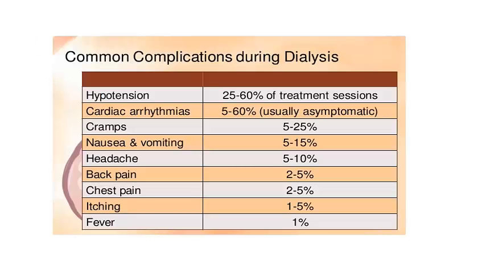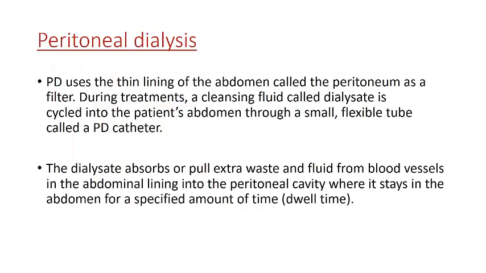Another is the peritoneal dialysis. Okay. Hemodialysis is one type of dialysis. Another type is the peritoneal dialysis. So what they do in peritoneal dialysis, they use the thin lining of the abdomen, which is called the peritoneum, as a filter. We all know our abdomen is covered by the peritoneum layer. So they use that thin lining of the abdomen. In this treatment, a cleansing fluid, which is called the dialysate, is cycled into the patient's abdomen through a small flexible tube, which is called a peritoneal catheter. Okay. So the dialysate absorbs or pulls the extra waste and fluid from the blood vessels in the abdominal lining into the peritoneal cavity, where it stays in the abdomen for a specific amount of time. That specific amount of time is called the dwell time.